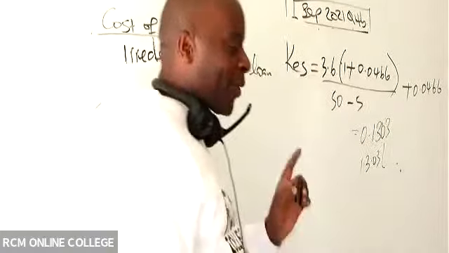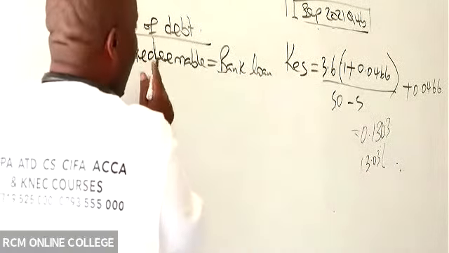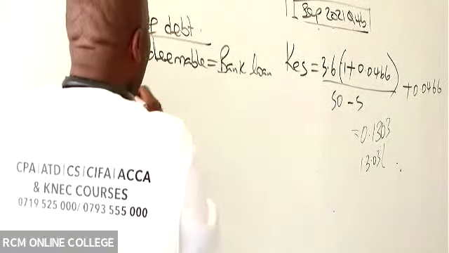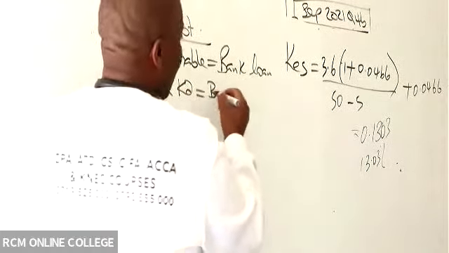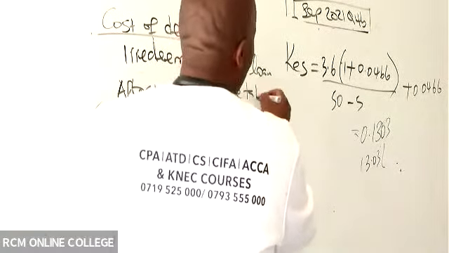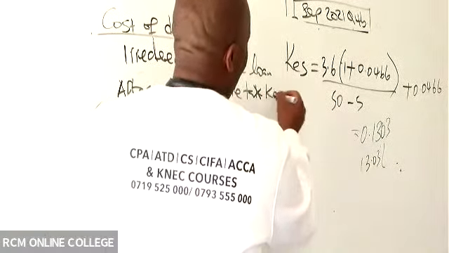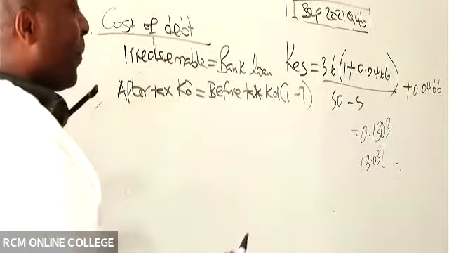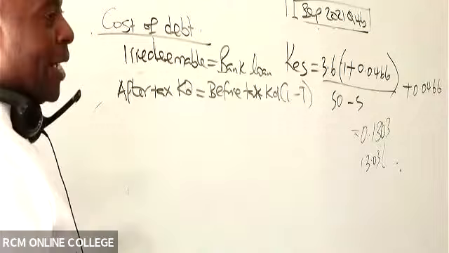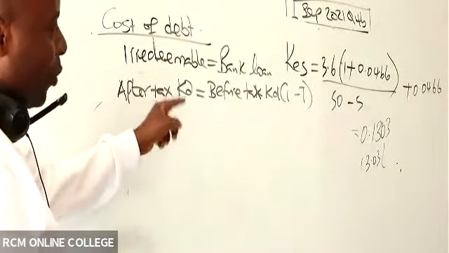All right, so let's continue. If it's irredeemable, to get after tax KD, you will simply take before tax KD and then you subtract what? The taxation. If it's a bank loan and it doesn't have N, that's how we handle it.